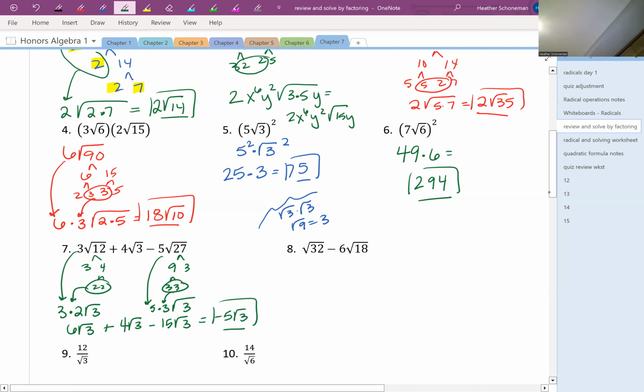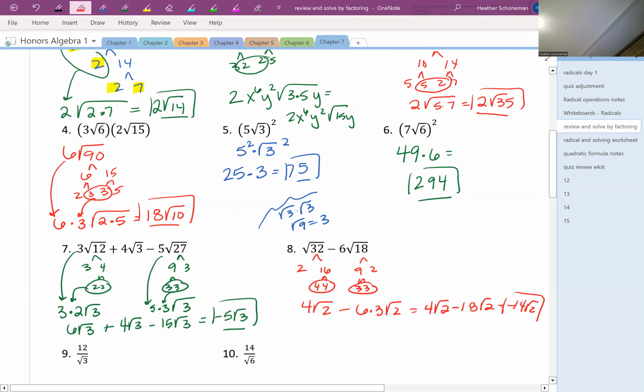Okay, same thing on number 8. You've got to simplify the radical first before you can determine if they're like terms and combine them. So 32 is 2 and 16, 4 and 4, which you could simplify further, but it's not necessary. So we get 4 square root 2 minus 9 and 2, 3 and 3. So 6 times 3 square root 2. So we have 4 square root 2 minus 18 square root 2, which would be negative 14 square root 2.